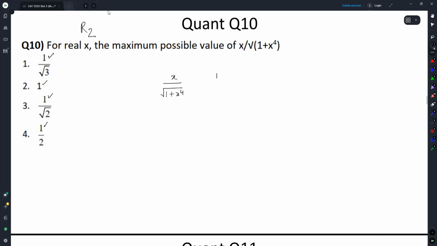This will turn to 1 by under root of (1 plus x raised to the power 4) by x square, which will be equal to 1 by under root of 1 plus 1 by x square plus x square. And we have our favorite expression here.